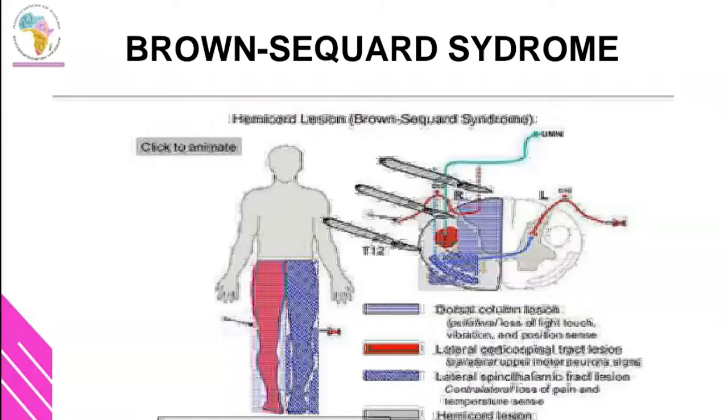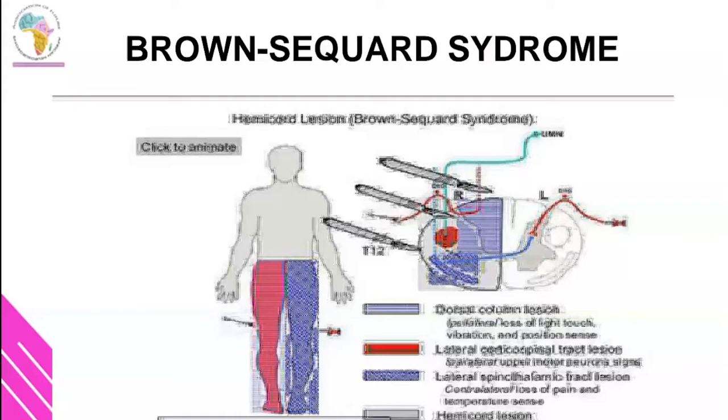We'll talk about Brown-Séquard cord syndrome, which is an incomplete cord lesion. It is a type of lesion where only one side of the spinal cord is affected. The lesion does not affect the entire spinal cord, but just a certain part, just half of the spinal cord.